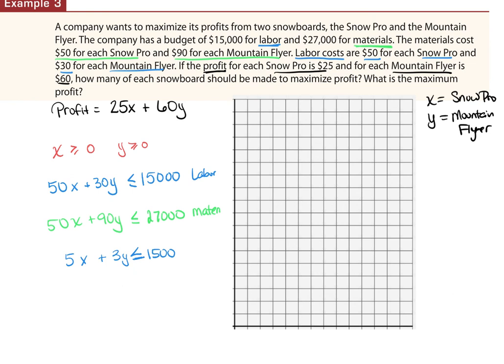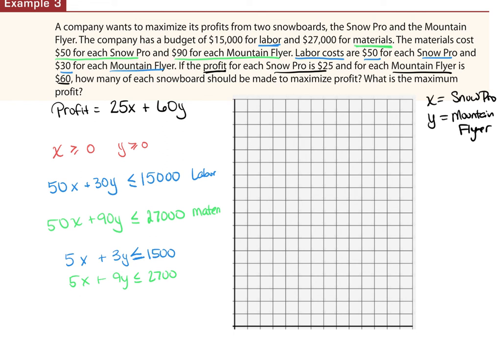And I'm going to do the same thing with the next one. 5x plus 9y is less than or equal to 2,700. All right? They were also really nice in that I can easily get my intercepts with these, right? 1,500 is divisible by both 5 and 3. And 2,700 is divisible by 9. And it's actually divisible by 5 too. It doesn't look like it is with the 27, but there are zeros at the end. So divisible by 5 as well. Okay? And so I'm actually going to graph these by intercepts.